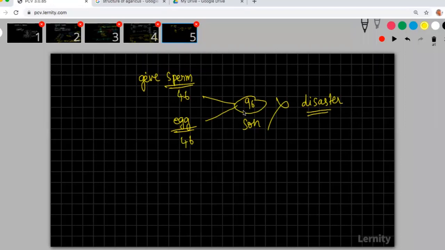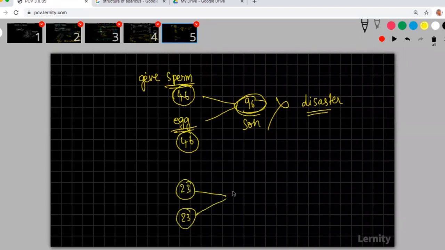Why? Because I will have 96 chromosomes. But how many should I have? I should have only 46, which means this should not happen. So the sperm cell should have only 23. Similarly, the egg cell should also have only 23. Only if 23 and 23 fuse will you get 46.